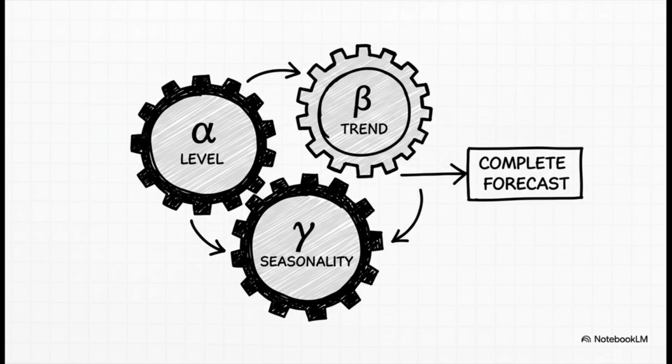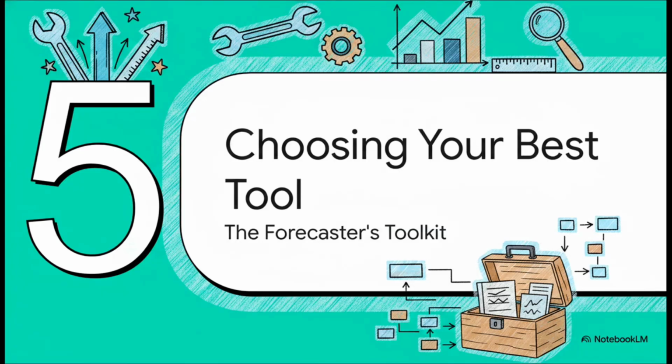So what the Holt-Winters method does is it takes Holt's method with its smoothing for level and trend, and it bolts on a third smoothing equation. This new one uses a parameter called gamma, and its entire job is to track and update the seasonal part of the pattern. So now you've got this amazing machine that is simultaneously smoothing the level, the trend, and the seasonality. It's the whole package. And there you have it. You've officially leveled up from a forecasting apprentice to a master.